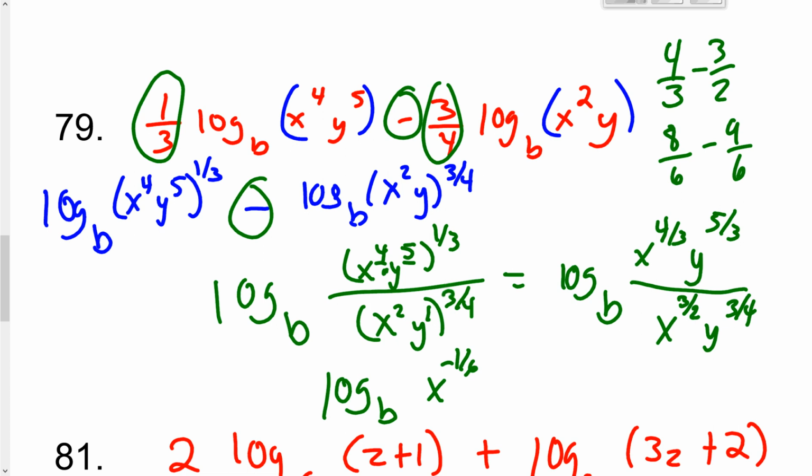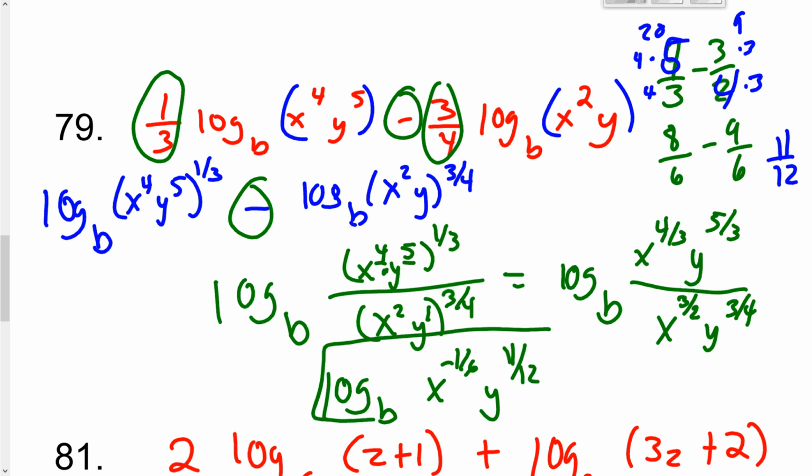And now I can do my y's. My y's is taking 5/3 and subtracting 3/4, right? Because when I have the same base, I subtract my exponents. So now this one needs a 4 and 4, so that's 20 twelfths. And this one I need a 3 and a 3, so 20 twelfths minus 9 twelfths is positive 11 twelfths. So y to the positive 11 twelfths. So now I just have one single x and one single y, and that's what they wanted you to get.